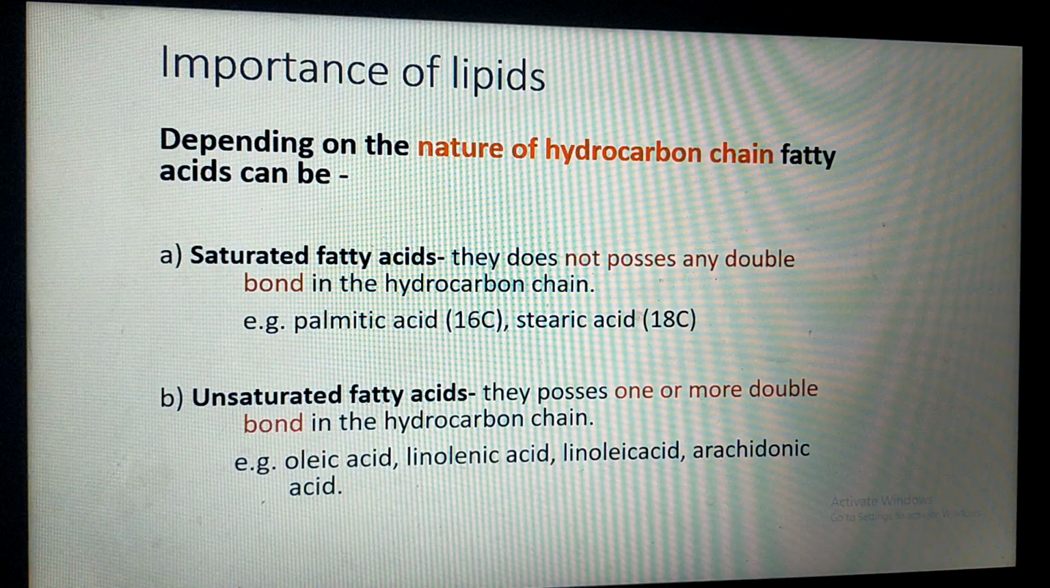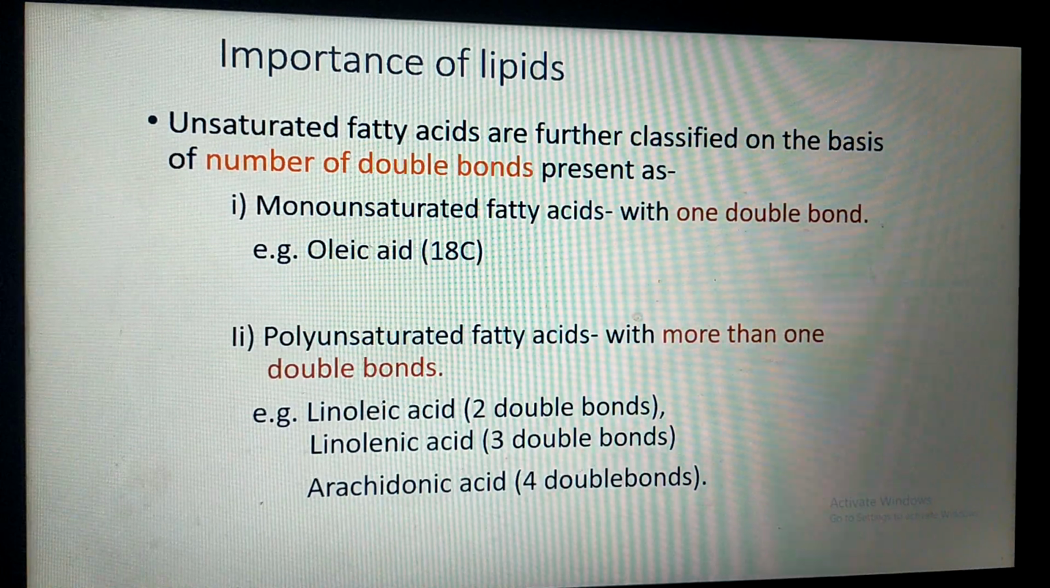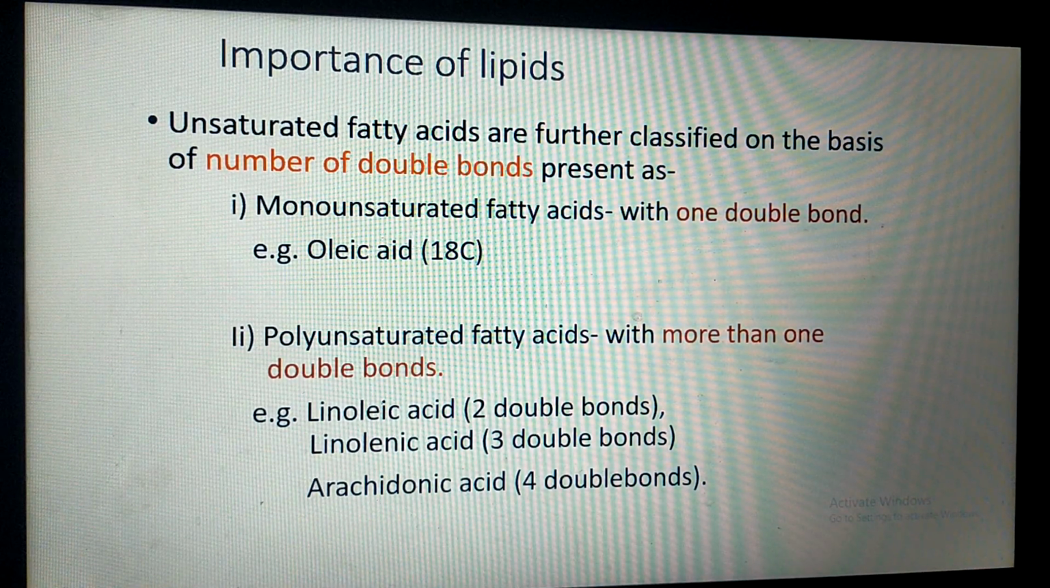Depending upon the nature of hydrocarbon chain in the fatty acid, there are two types of fatty acids: saturated fatty acids, which does not possess any double bond in the hydrocarbon chain. Example, palmitic acid with 16 carbon and stearic acid with 18 carbon. Unsaturated fatty acids, they possess one or more double bonds in the hydrocarbon chain. These unsaturated fatty acids are of two types depending upon the number of double bonds present in them. Monounsaturated fatty acid with one double bond, example oleic acid, which has one double bond and 18 carbon.